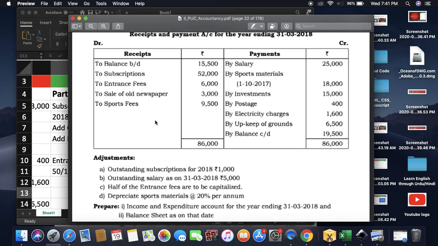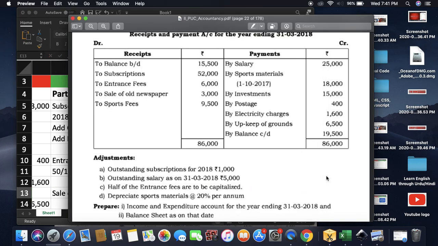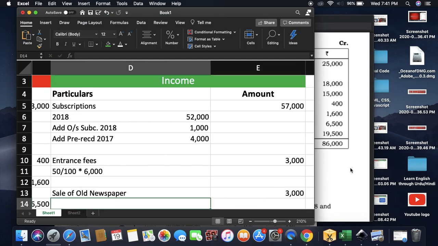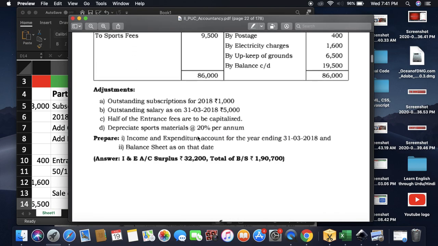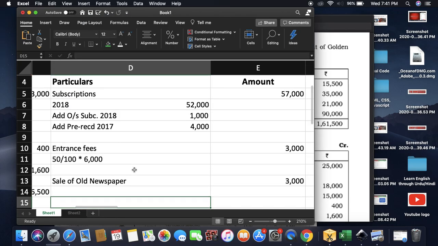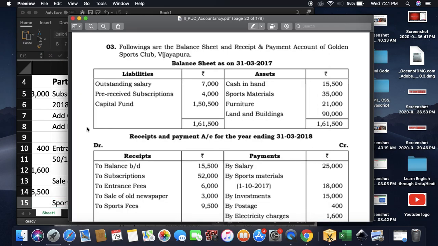And then you have the sale of old newspaper. So that you need to directly go and write sale of old newspaper, 3,000 rupees. And then it says sports fees. So there is no entry in the adjustment pertaining to sports fees, and no other entry in the balance sheet. Sports fees, this is 9,500.